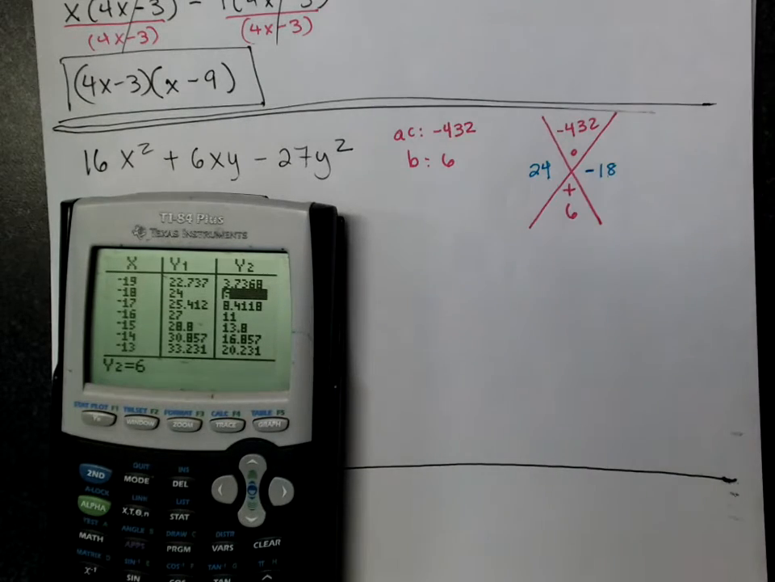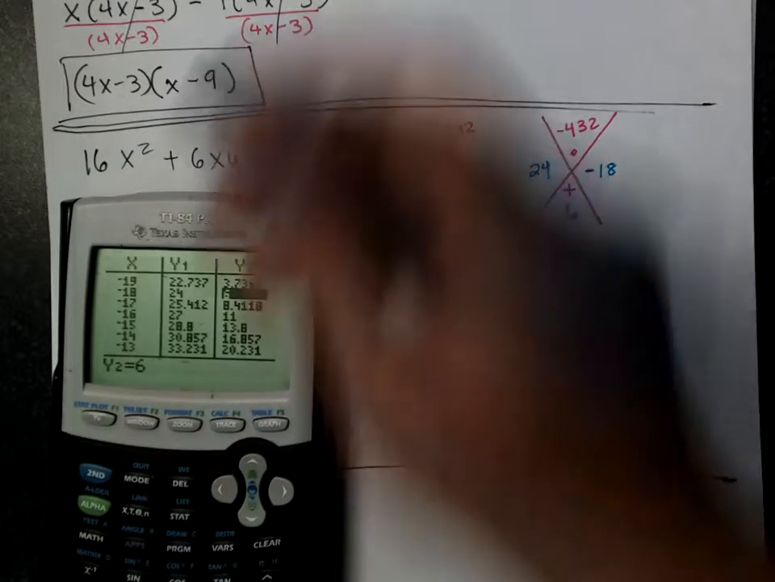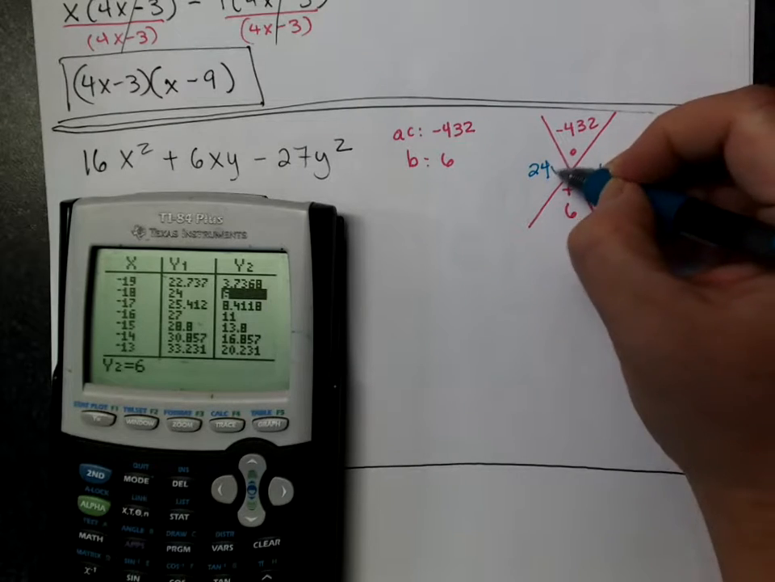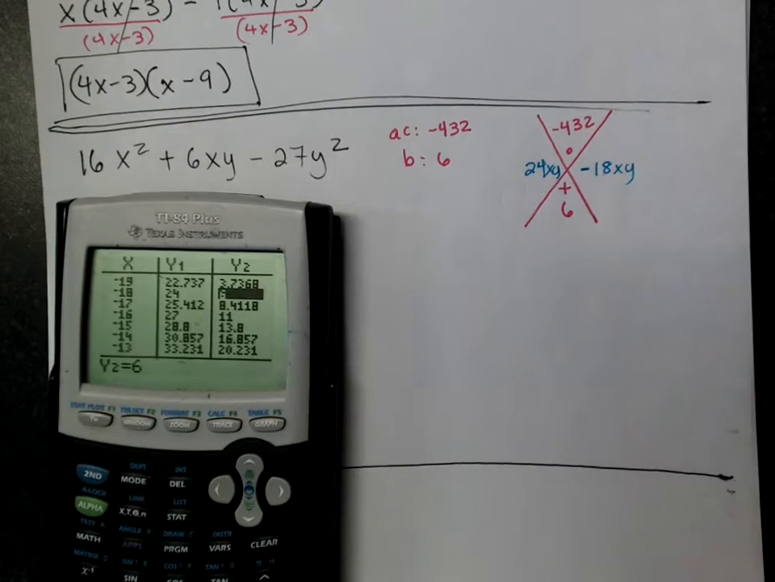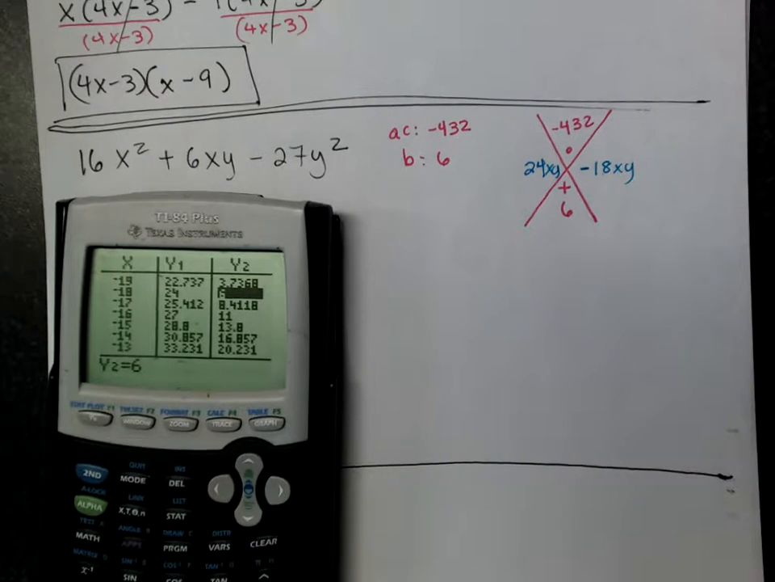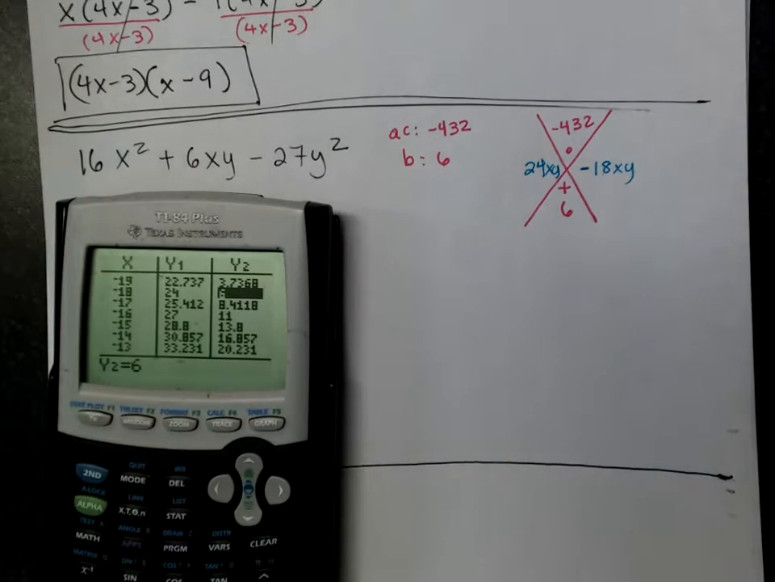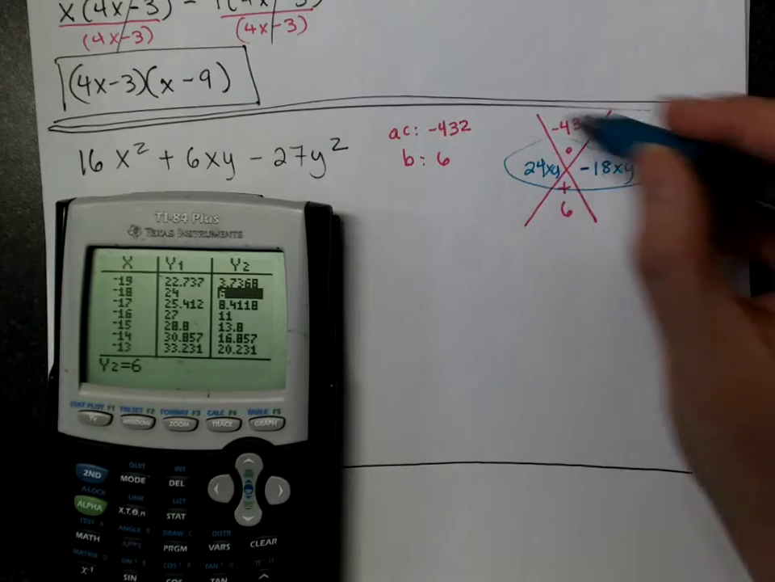What is your middle variable? XY. The variable specifically, middle variable is XY. Because we're going to have something XY plus something XY will equal 6XY. So whatever our middle, this is our split middle, so we must use our middle variable.